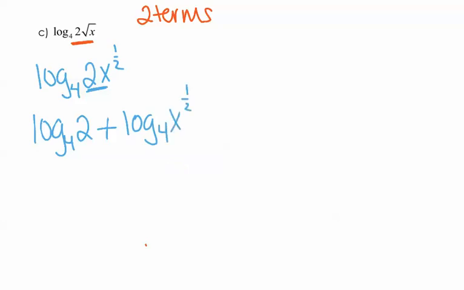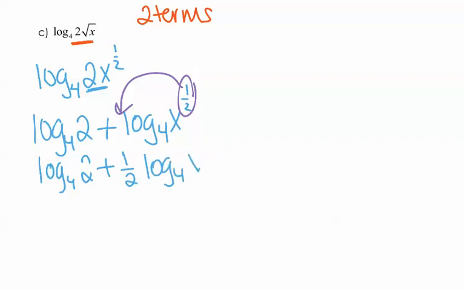Now remember, we want to make sure that everything is fully expanded, so we've got to take this 1/2 and move that out to become a coefficient of that log base 4 of x. So I have log base 4 of 2 plus 1/2 log base 4 of x.